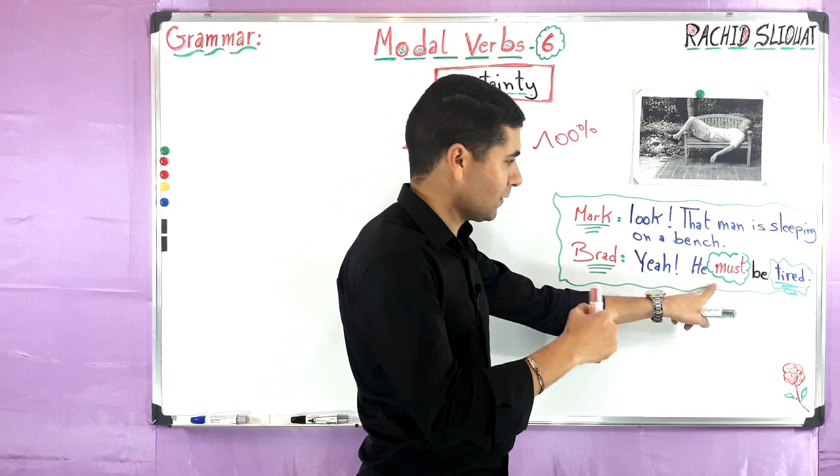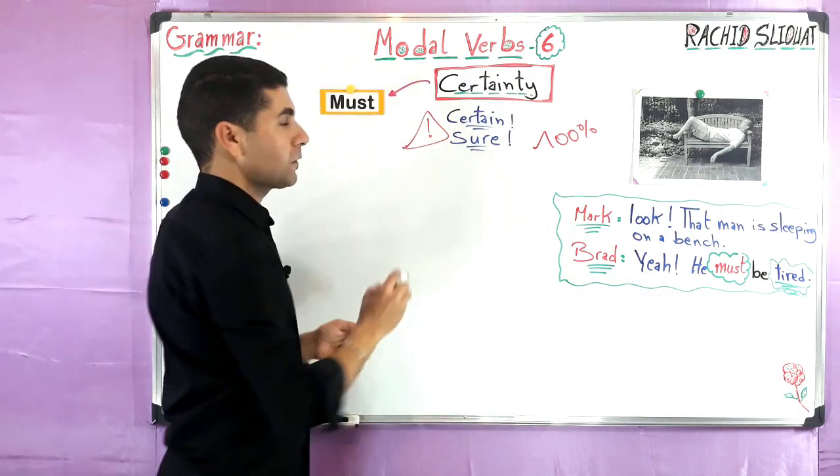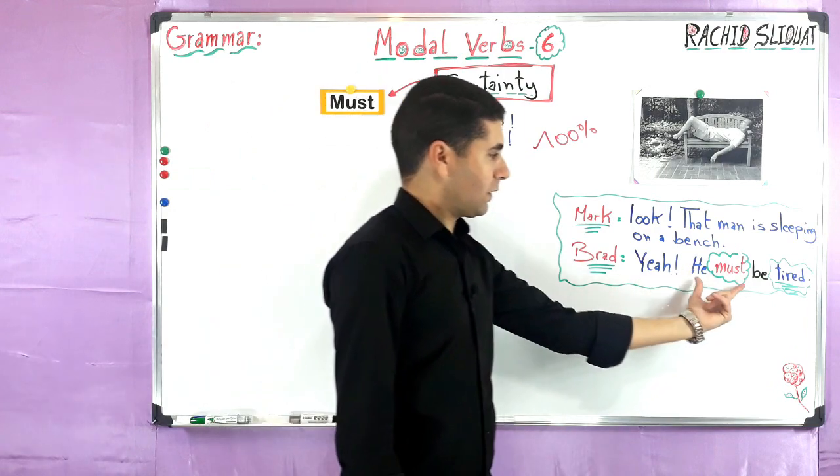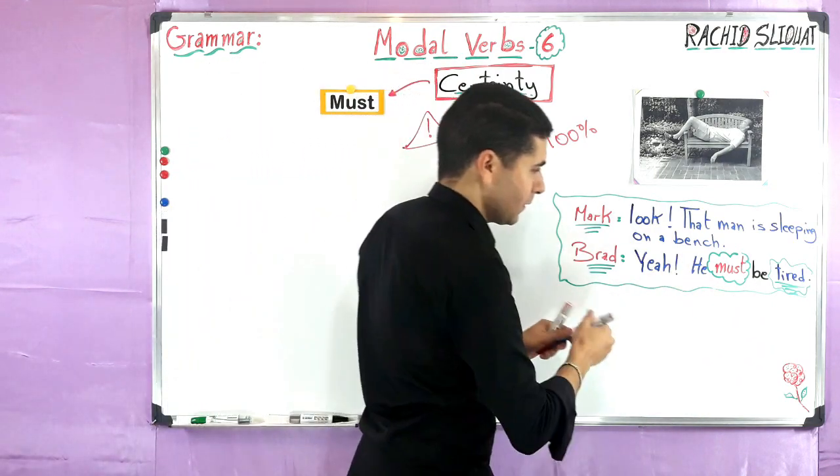He must be tired. Now here, as you can see, the modal verb is very simply must. Must be tired. So here, Brad is 100% sure and certain that the man is tired. Look at the man. He is tired. Certainly tired. He must be tired. So the modal verb here is very simply must. So must can be used for certainty. Now here, as you can see, this is affirmative. Why? Very simply because the man is tired.